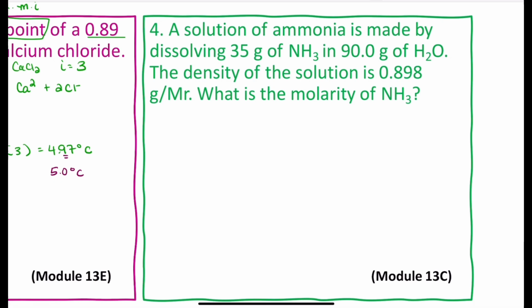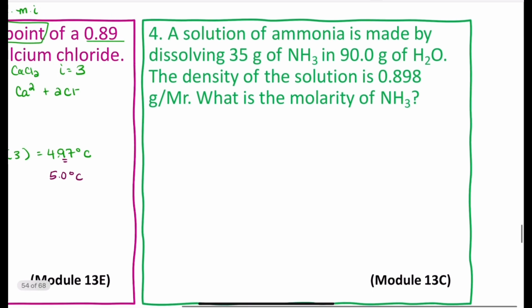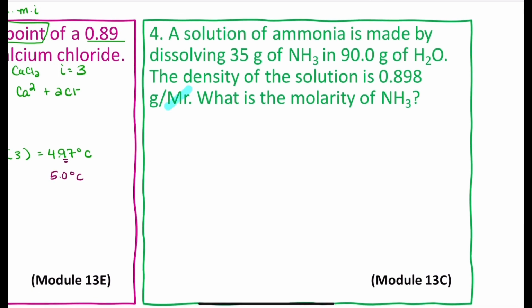A solution of ammonia is made by dissolving 35 grams of NH3 in 90 grams of H2O. If you don't know the formula of ammonia yet, you should probably learn it pretty quickly. The density of the solution is 0.898 grams per, I don't even know why that says Mr. That should definitely be mL. Didn't realize that.